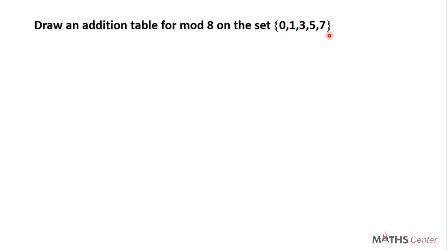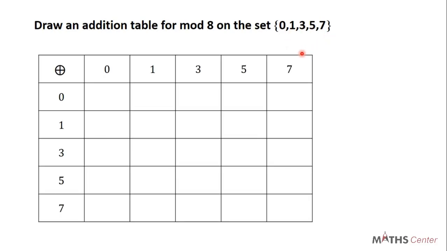We have 5 numbers here, so we are going to draw a table with 6 columns and 6 rows. In the first cell, you indicate the sign of the operation you are going to perform. We are going to draw an addition table, so you write the addition sign in the first cell and then you draw a circle around it. After that, you list the set of numbers in the first row and the first column. So we have 0, 1, 3, 5, 7 and 0, 1, 3, 5, 7. We are drawing an addition table for mode 8. So we will add the numbers in mode 8.